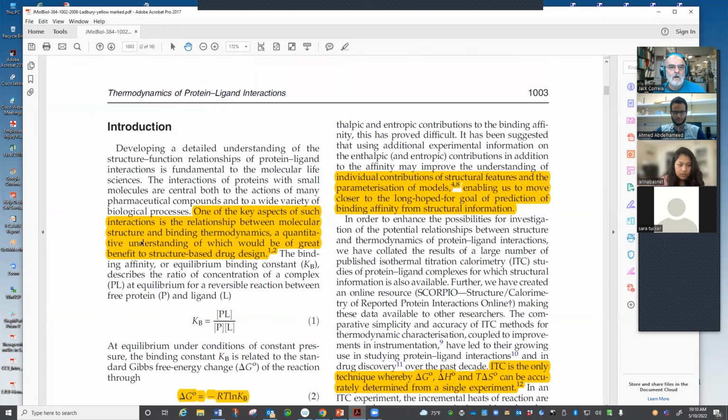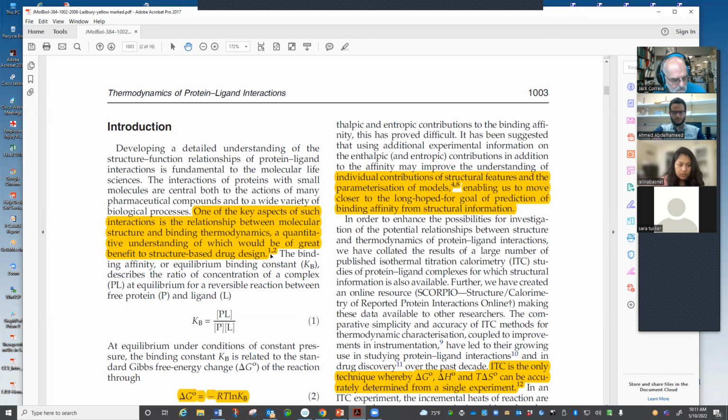Okay, and so at a simple introductory level, what we're trying to do is measure and relate structure to binding thermodynamics, and use this information to do more accurate structure-based drug design. There are lots of ways you can talk about this, and some of that will actually come up in one of the student presentations.